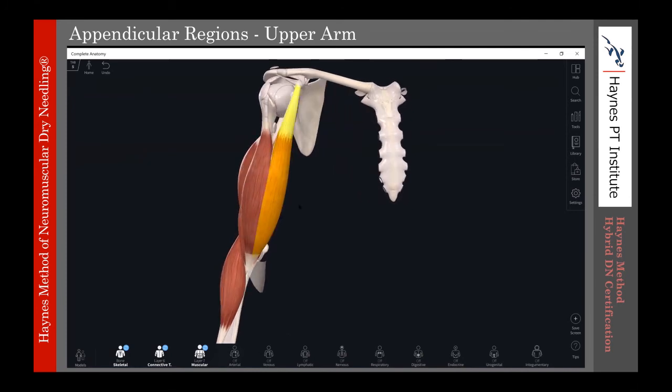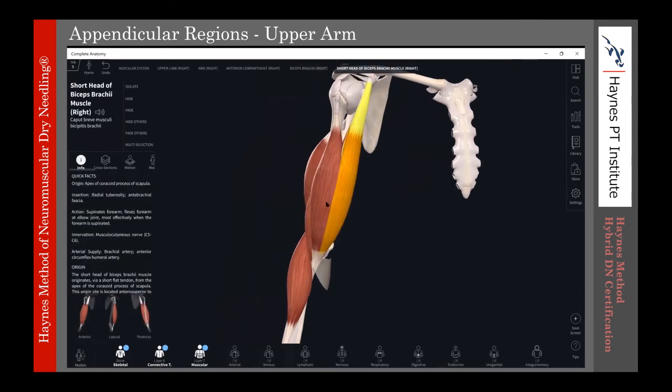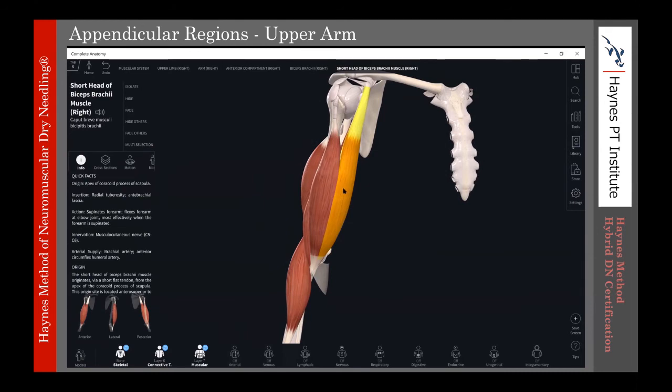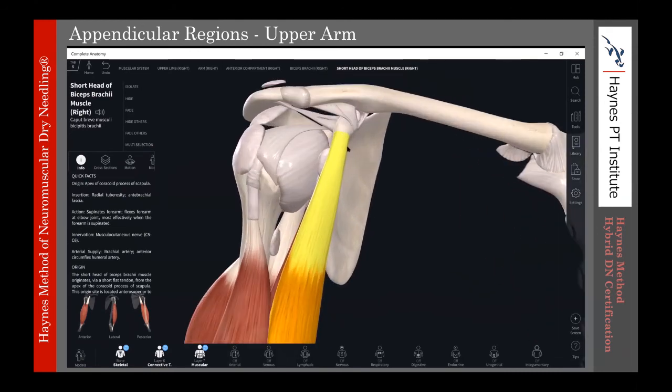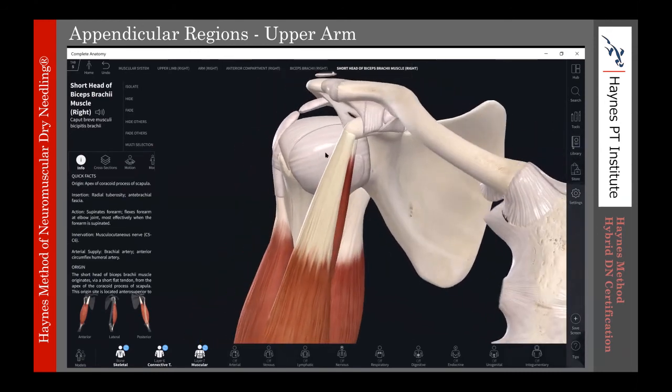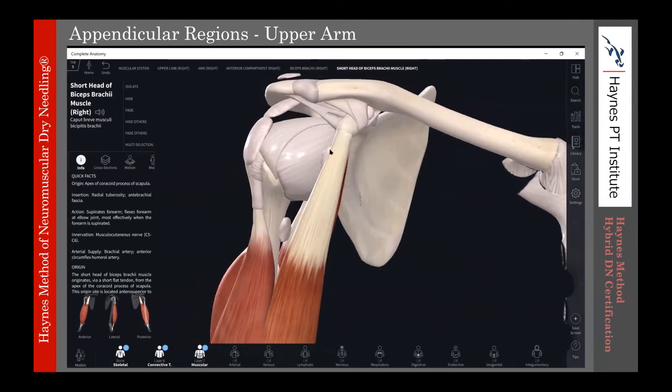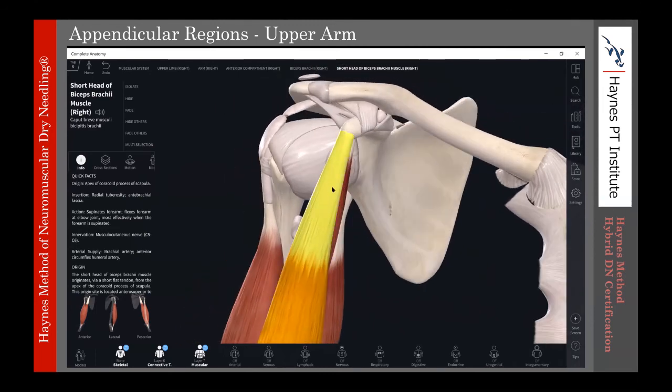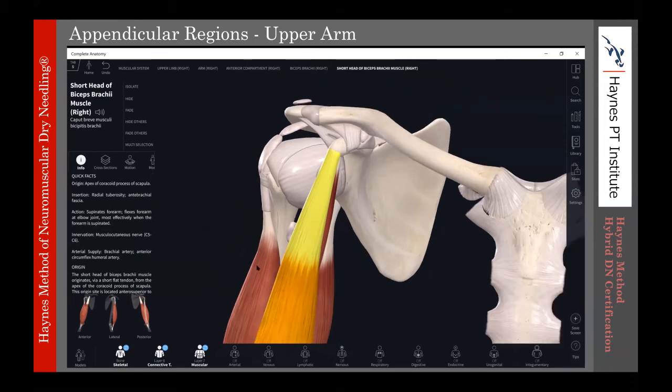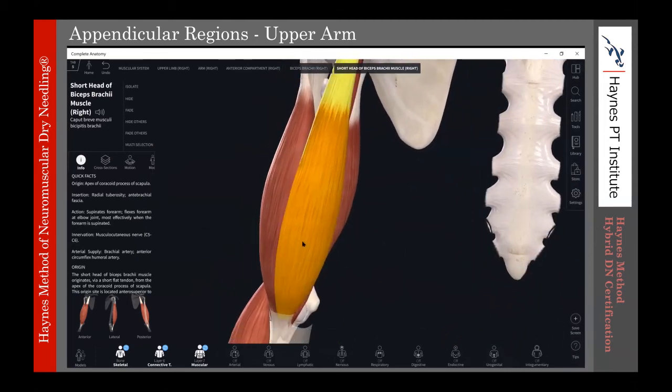So biceps brachii, both the short and the long head. Let's look at the short head first. The origin is the apex of the coracoid process of the scapula. So we have three distinct structures attaching onto the coracoid: the short head of the biceps, then the coracobrachialis, and then pec minor has an attachment on the medial surface of that coracoid process. It inserts into the radial tuberosity and the antebrachial fascia.